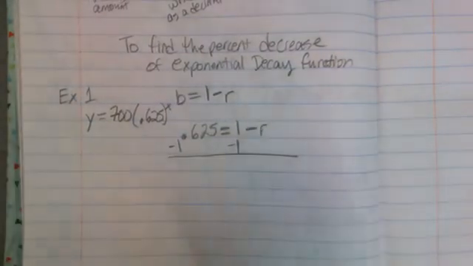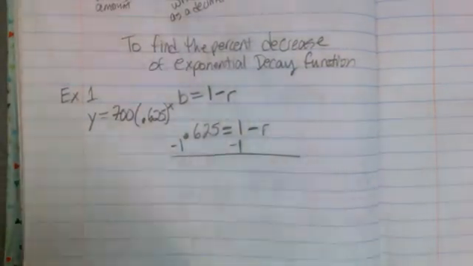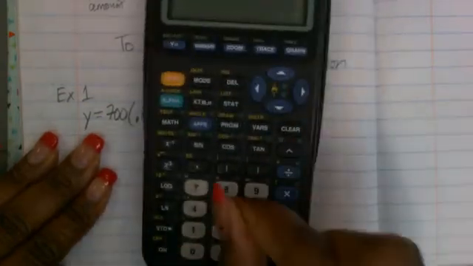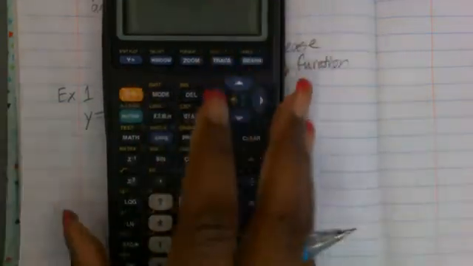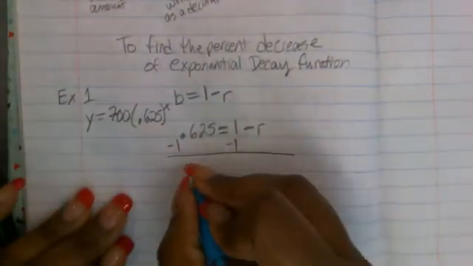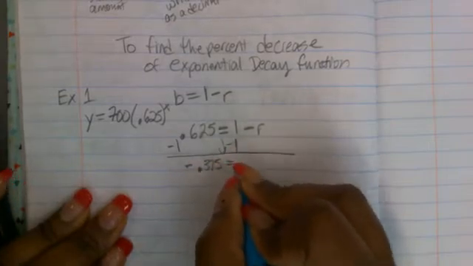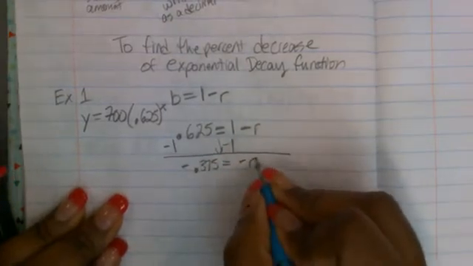When you subtract, you line up by the decimal. The decimal there is automatically behind the last number. So what you have here is 0.625. Did I write that right? Yes. Minus 1. And this gives me a negative 0.375. Bring down the equals, and this gives me a negative R.